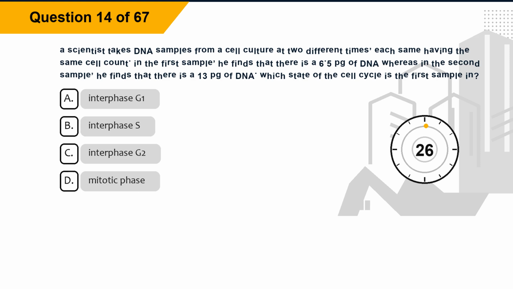Question 14. A scientist takes DNA samples from a cell culture at 2 different times, each having the same cell count. In the first sample, he finds that there is 6.5 pg of DNA, whereas in the second sample, he finds that there is 13 pg of DNA. Which stage of the cell cycle is the first sample in? Option A, interphase G1. Option B, interphase S. Option C, interphase G2. Option D, mitotic phase.